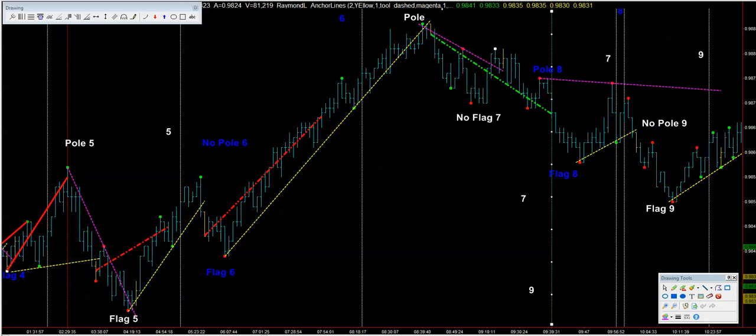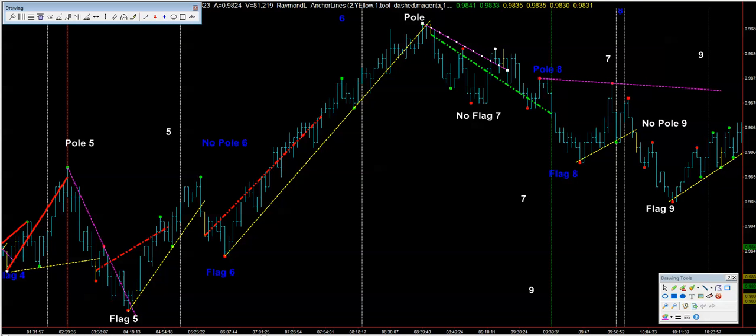The flag sequence number 7 has no flag. There it is. We have a pole, I believe, which is this one, and then we have another pole here. So that becomes pole 8. Pole 7 is this one over here.